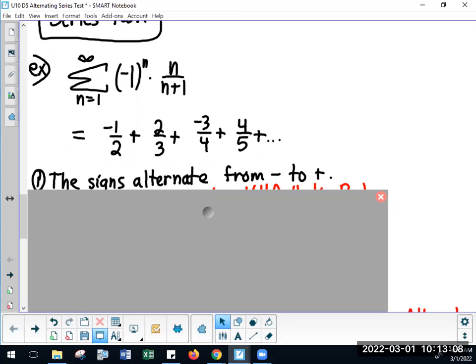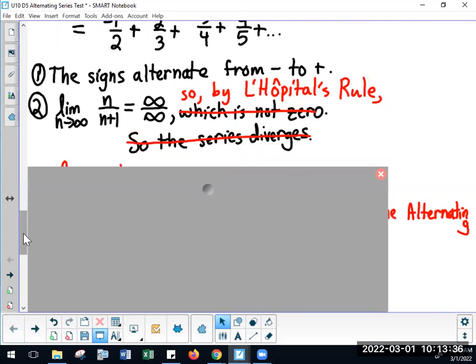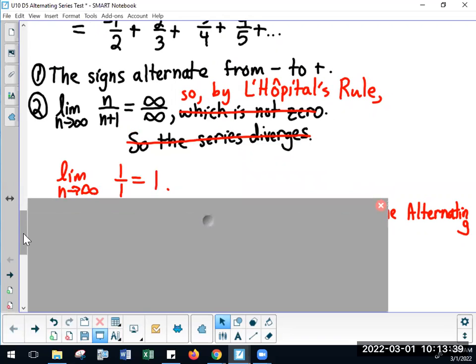It for sure is. So what is the next part of the alternating series test? Well, we want to take the absolute value of the nth term. So the absolute value of (-1)^n times n in the numerator, n plus 1 in the denominator. That's what we want to do. And when we do that, the absolute value is n divided by n plus 1, yes? So we're going to use L'Hopital's rule. And we get 1.